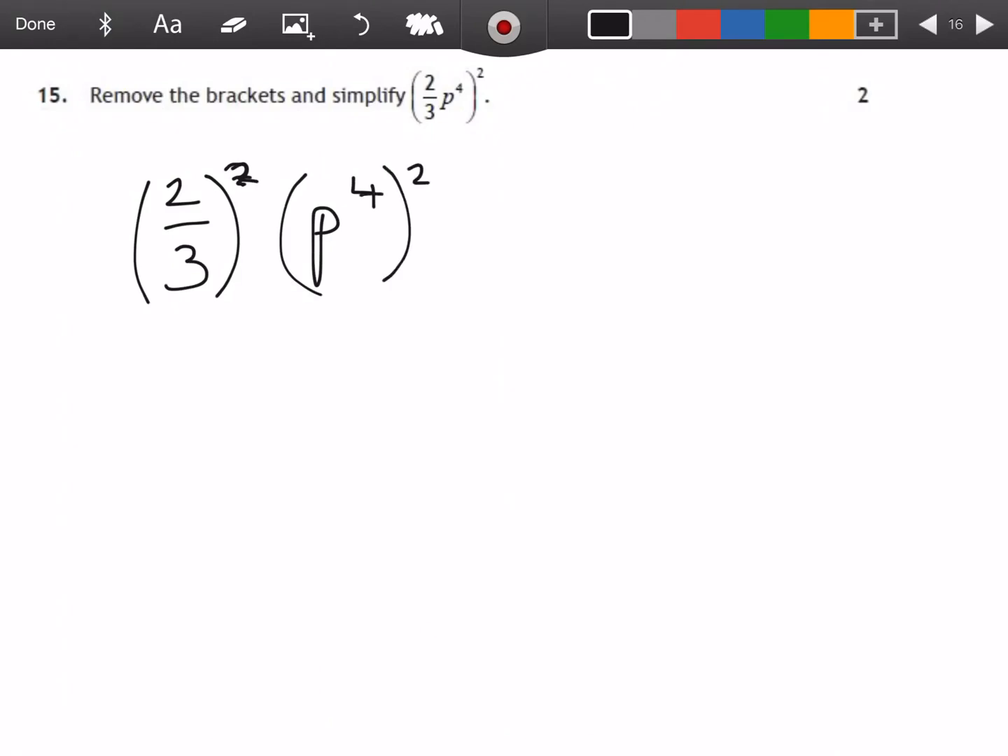Now you could do this without any working, okay? You could just jump straight to the answer if you know what you're doing. So we need to square the 2/3, square the top, square the bottom. So it's going to be a 4 at the top and a 9 at the bottom. So that's the squared fraction. And what happens with the p to the power 4 when you square it? The rules of indices tell us that you do p to the power 2 times 4, which is 8. So that's us.